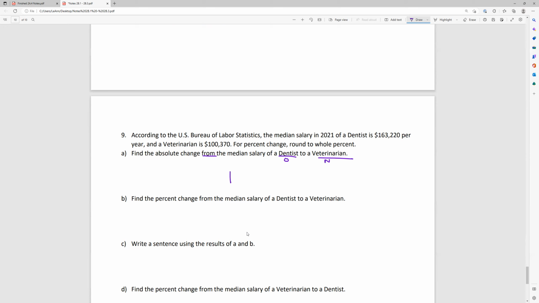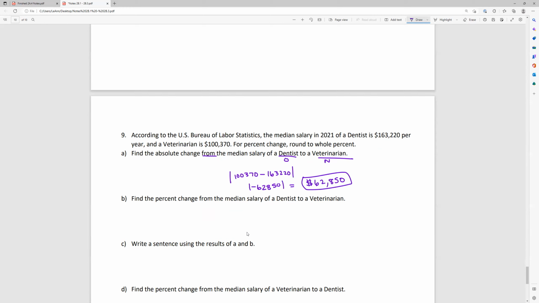So this would be new, which would be vet, minus old, which is dentist, divided by dentist. Oh, I just wanted absolute change, sorry. For this first part, we only want the absolute change. Getting ahead of myself. So that is negative 62,850. Absolute value of that would just be $62,850. That's the absolute change.